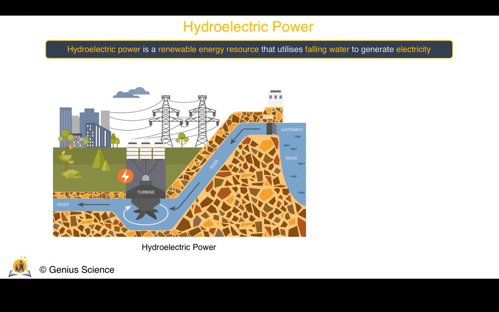So how then can we use hydroelectric power to generate electricity? Well, firstly, a large amount of water is being held behind a dam above the ground. This water is then released when electricity is required, and it flows downhill and turns a turbine, which turns a generator, which generates electricity.